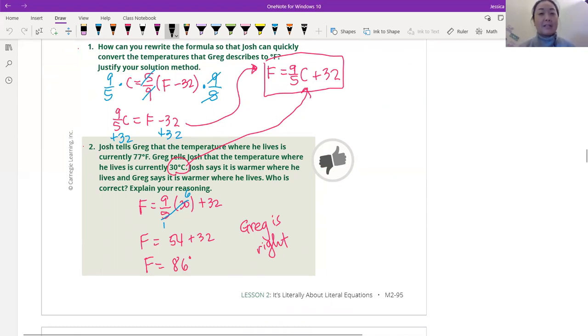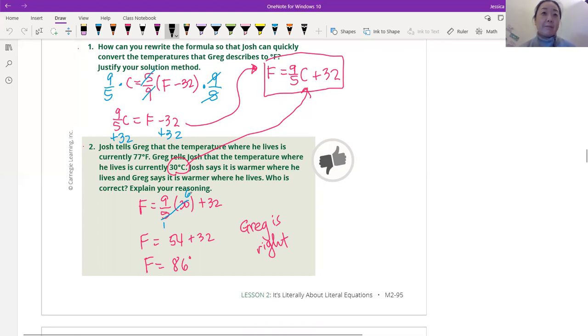I don't know what that means, right? How hot is that, or how cold is that? Because to me, it sounds really cold. So we're plugging that 30 in here for the Celsius. And so I noticed that I'm dividing by 5, so I'm just going to cancel that out. So 30 divided by 5 is 6. So there's my 6 right there.